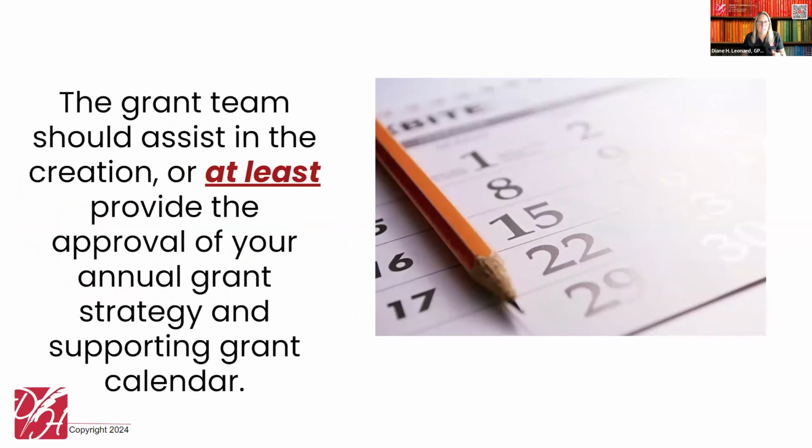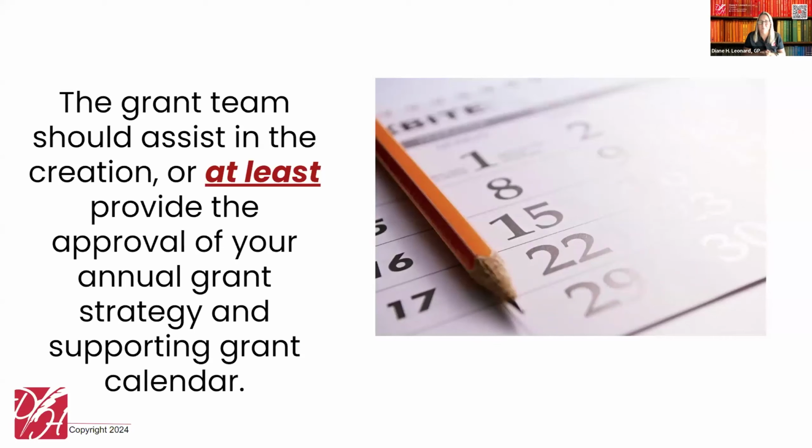It could be that it's looking at how many federal grants are we anticipating applying for this year? How many state grants are we anticipating applying for? How many foundation grants? Do we think that those grants that are anticipated, do they align with our strategy, with what we're trying to find funding for?